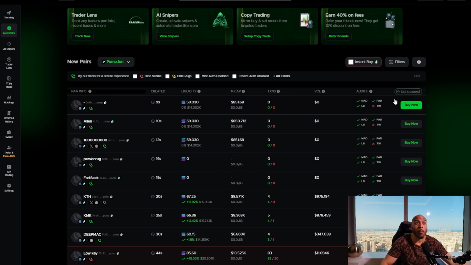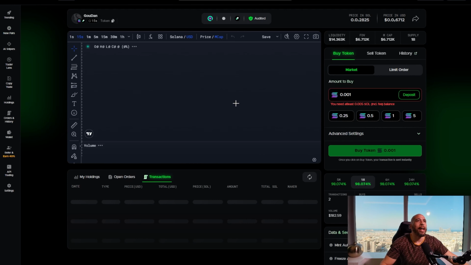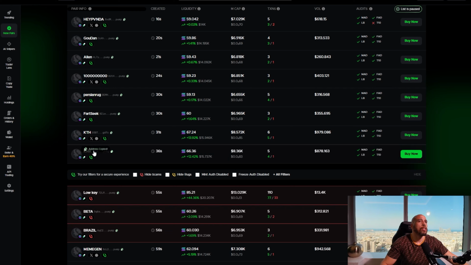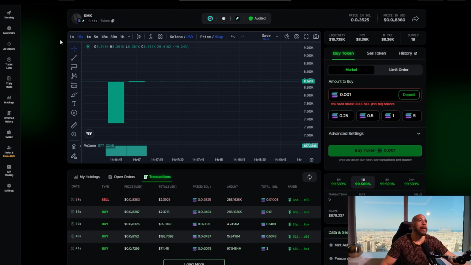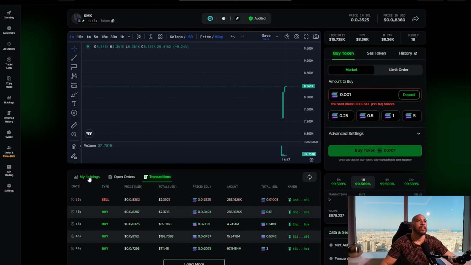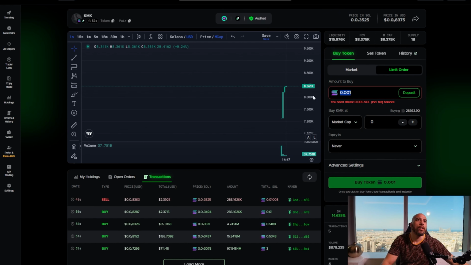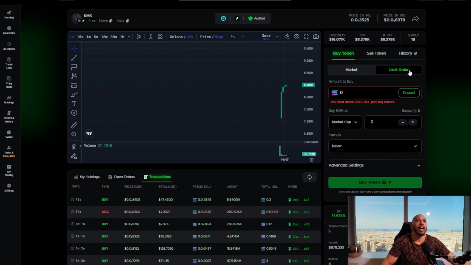And look, we can auto buy. Here, we can also go into the pairs. Let's go into the pair like this, and we can start buying in straight away. 1 second volume, 15 second volume, 1 minute volume, 5 minute volume. Let's get it. So limit buys are really cool. Basically, you can say when you want to buy or sell at a certain market cap. Sell and buy, market order and limit order.